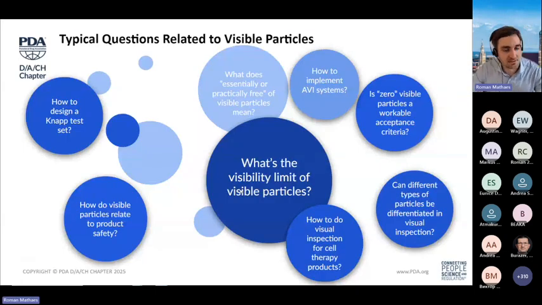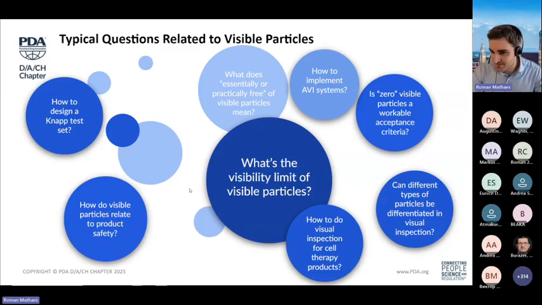And I've mentioned in the introduction that many questions actually remain, even though visual inspection sounds and seems simple. So for example, how do visible particles relate to product safety? What does essentially or practically free of visible particles mean? How do I implement an AVI system? I think this is a very hot question, especially in the light of GLP-1 at the moment. Or is 0 visible particles a workable acceptance criterion? This one is also critical.